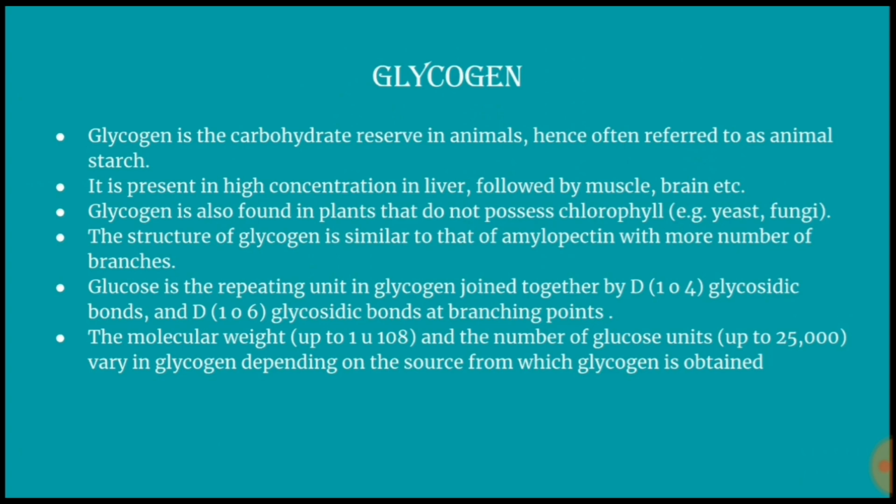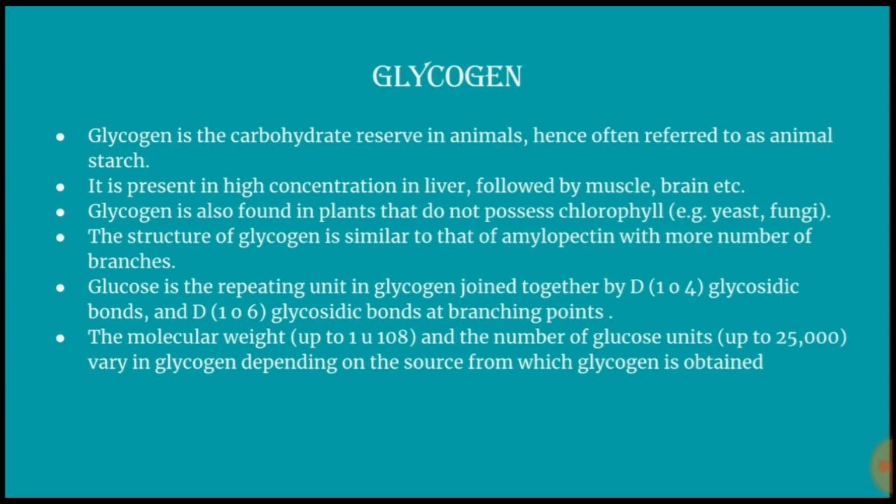So anything that is consumed as glucose is broken down and stored in the human body as glycogen. So that is a storage unit, and it is in high concentration in liver as well as muscles and brain. And glycogen is also found in plants that do not possess any chlorophyll. They don't have chlorophyll as their component, so such plants will have glycogen.